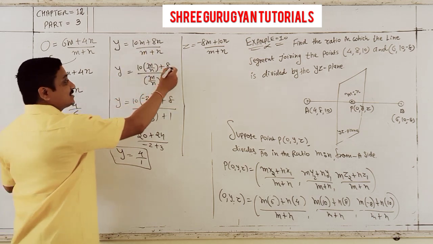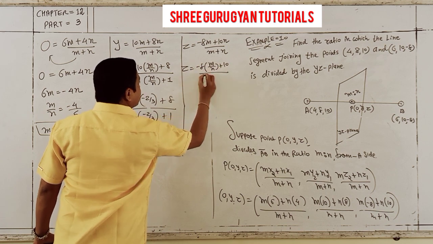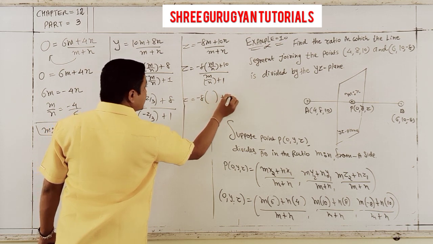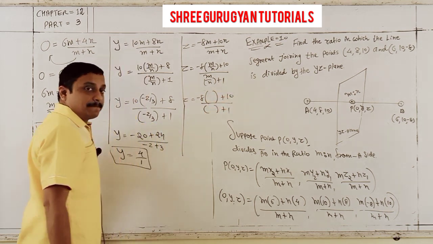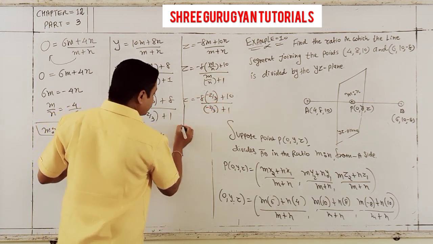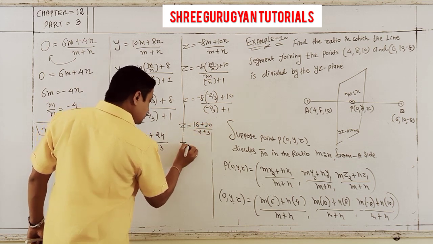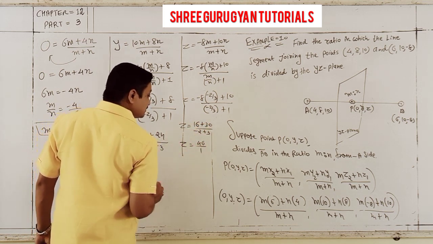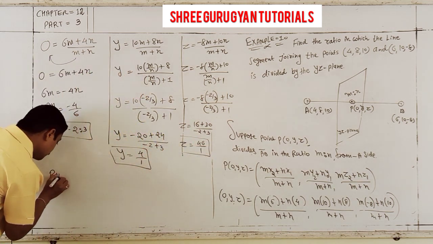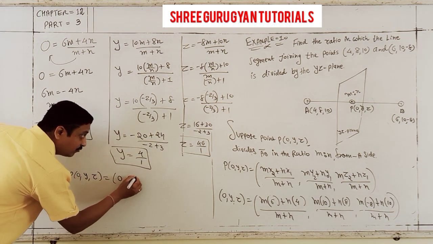Same as the Z coordinate: minus 8 m by n plus 10 by m by n. So your answer is also here. Easily you decide what you get. M by n, yes, m by n is minus 2 by 3. Same here, so minus 16 plus 30 over minus 2 plus 3. It gives 46 by 1. So point P is 0, 4 and 46.